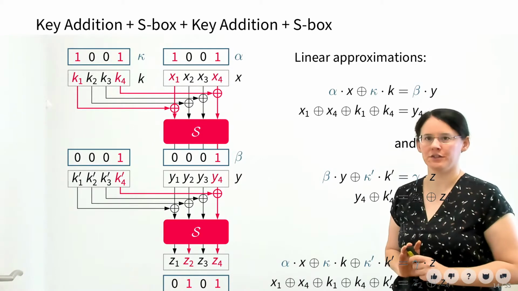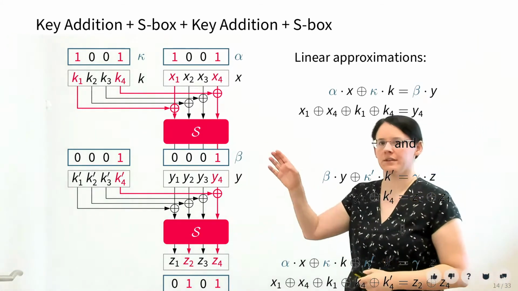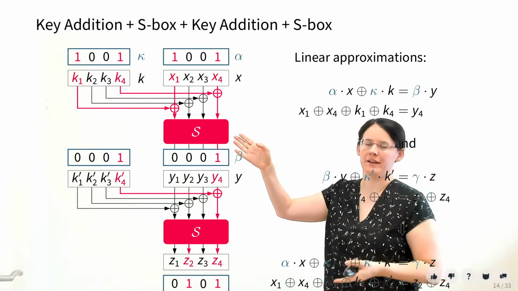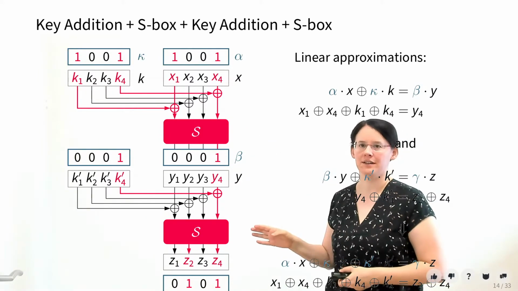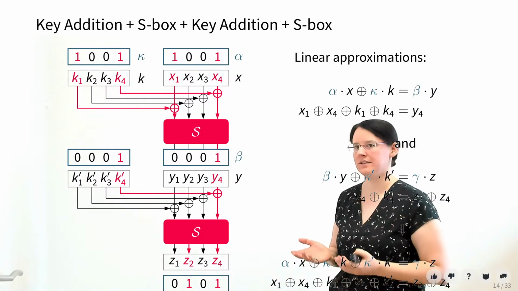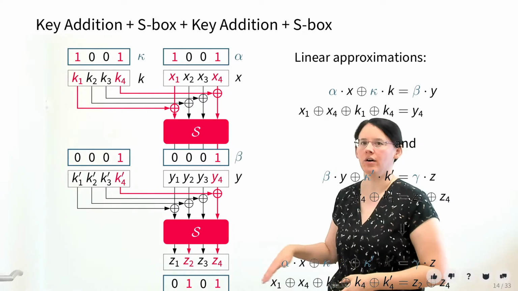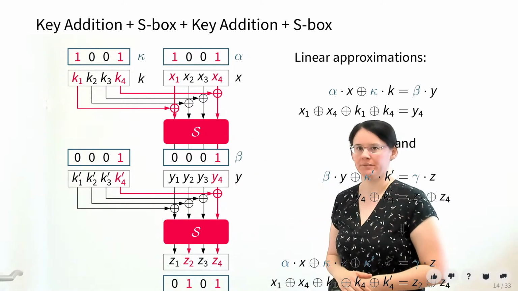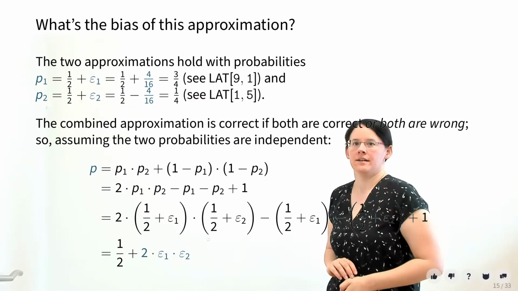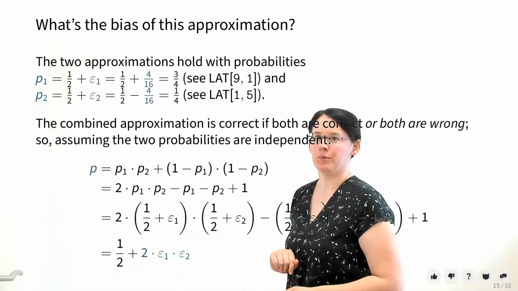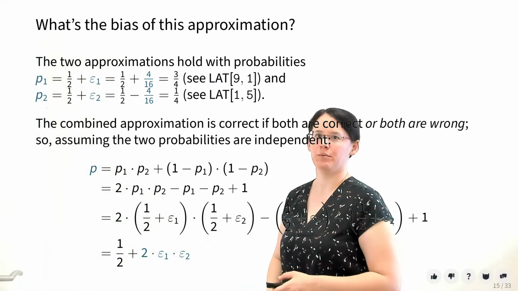Okay, now there's one big question. We might know now what the bias or the probability or whatever of these two intermediate Sboxes is, but how does this combine into a bias of the combined equation that I've built here? So let's write down what we know and let's see if we can find out what we don't know.